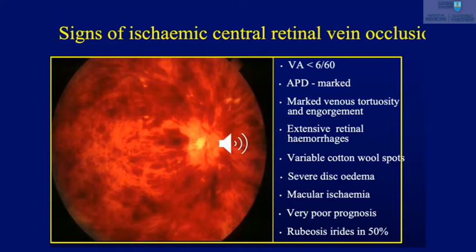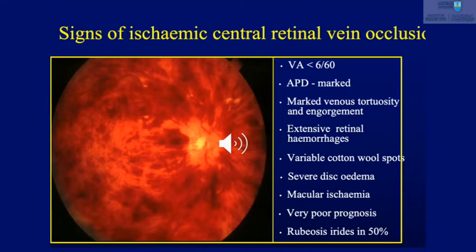If we look at the other type of central retinal vein occlusion, which is the ischemic type, the visual acuity is very bad. There is afferent pupillary defect, marked venous tortuosity and engorgement, extensive retinal hemorrhage, variable cotton wool spots, severe disc edema, macular ischemia, and very poor prognosis.